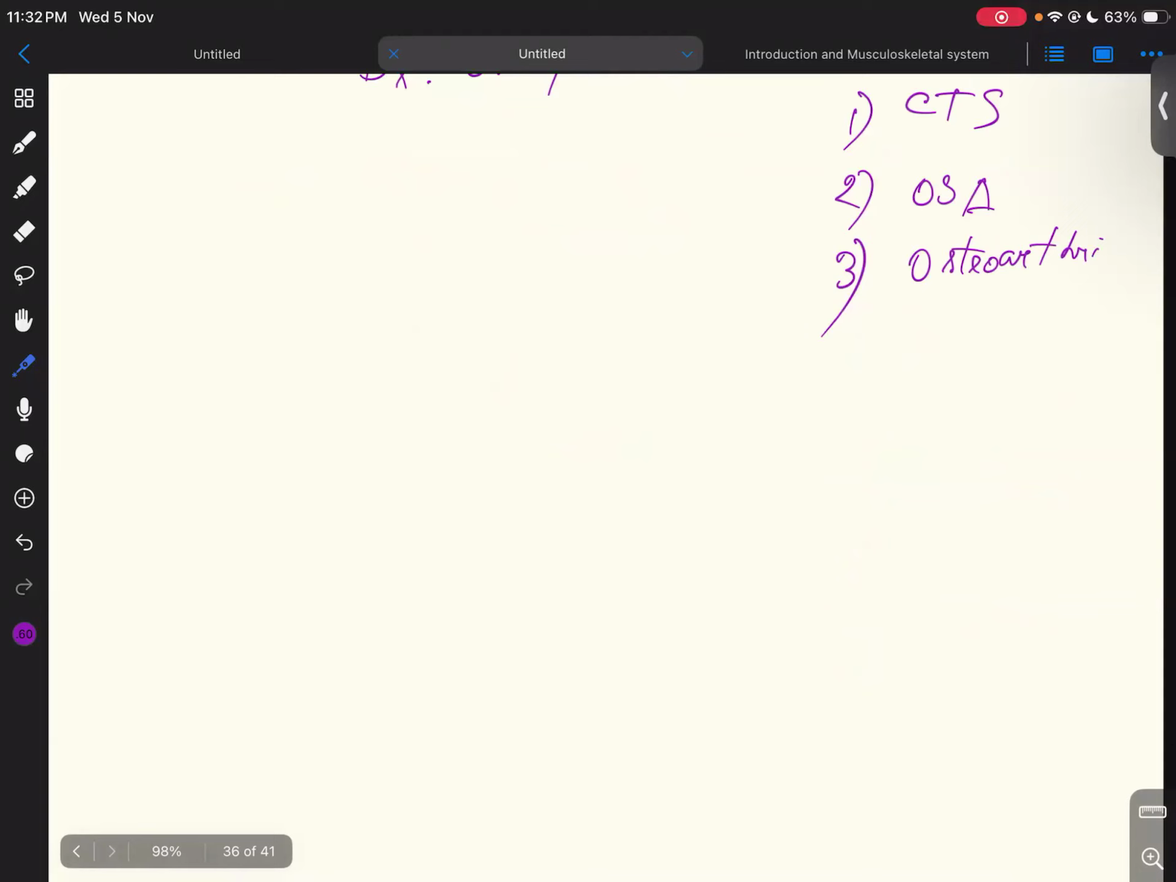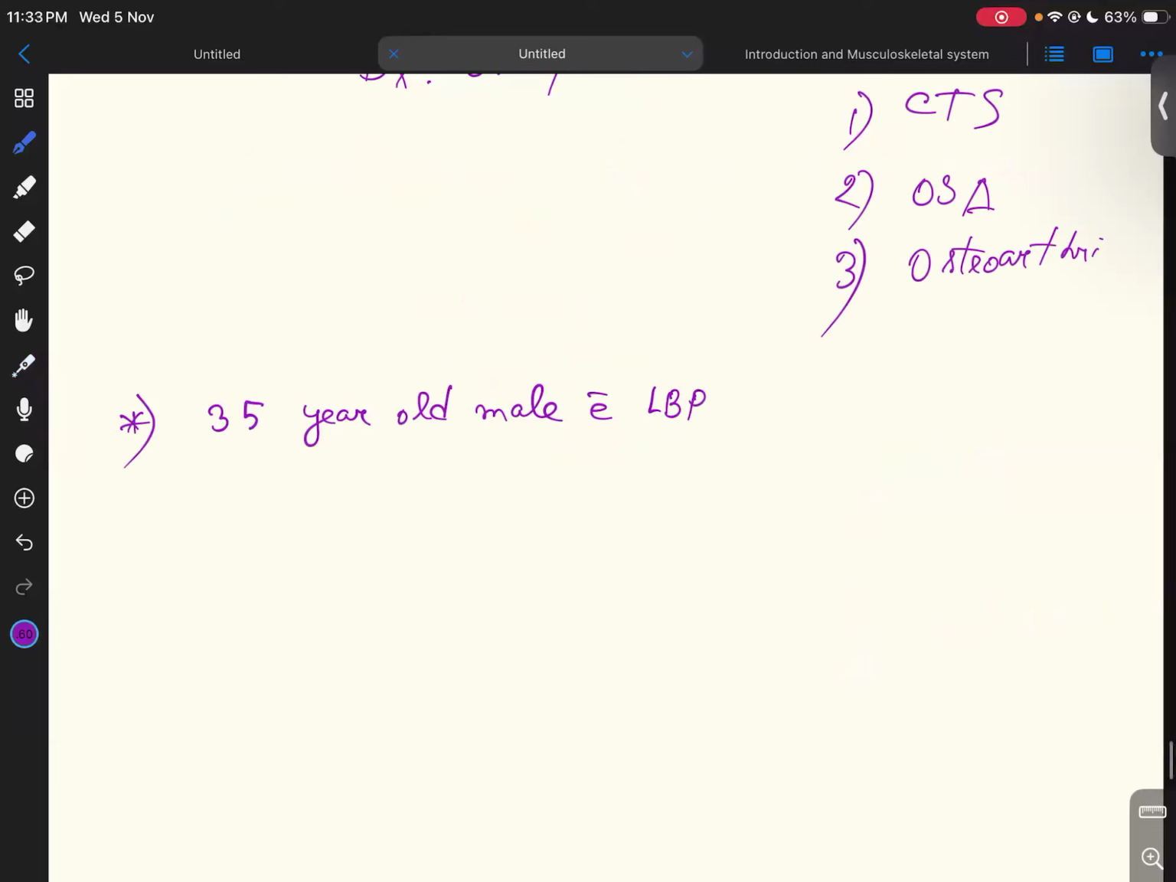Then, let me ask you another question. A 35-year-old male with low back pain. He is giving a history of loose motion for 3 weeks. And casual contact, that is unsafe sexual relation, 1 week ago.